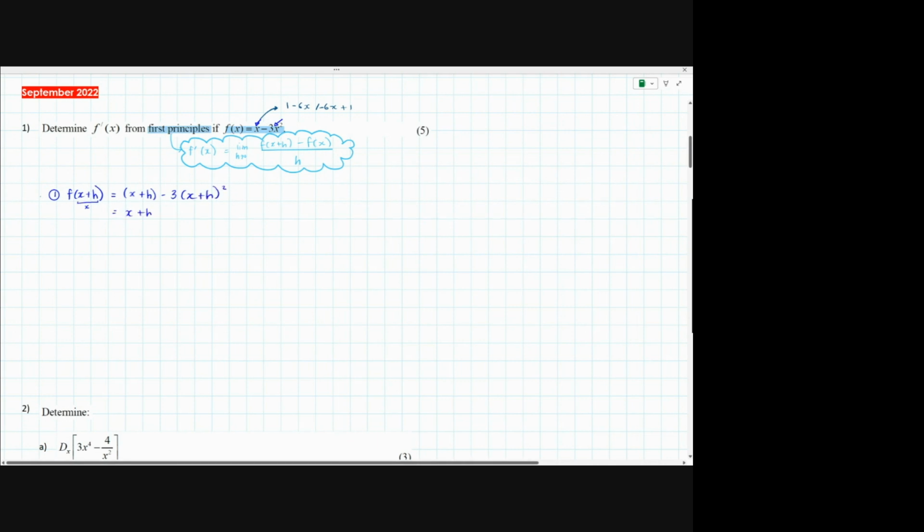So this is just x plus h minus 3, binomial times a binomial, x squared plus 2xh plus h squared. Distribute in that negative 3: x plus h minus 3x squared minus 6xh minus 3h squared. So that's the first thing we want to determine. Once we have that, we can now substitute in our formula. Some people like to substitute straight into their formula and simplify from there. Obviously, that's absolutely fine. There's nothing wrong with that. I just prefer to simplify first, and then sub in.